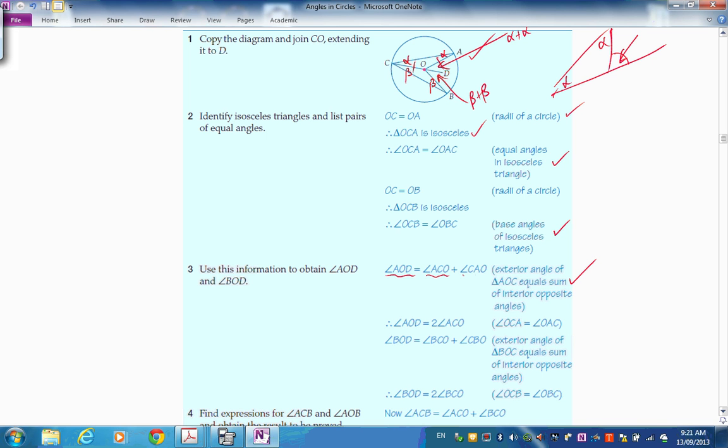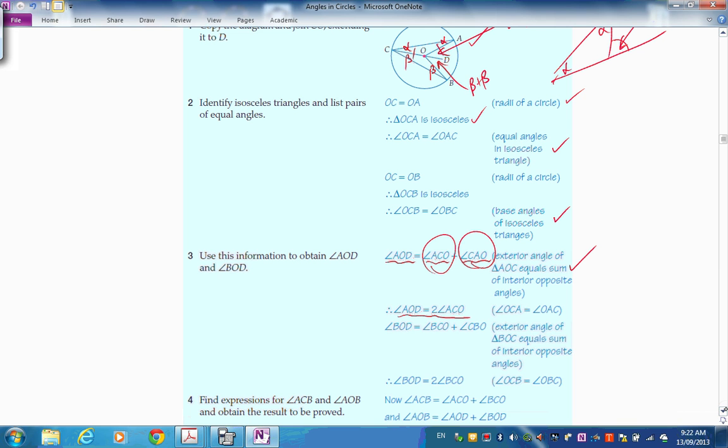The 2 add up to that one, and therefore AOD is 2 lots of ACO. In these proofs, it's quite handy to let the angles be alpha or beta, so it avoids all these long, big statements with letters here. Okay, and so we're going to say it again. Angle BOD, that's 2 beta now, going to be beta plus beta. So we have got that. And what can we then say?